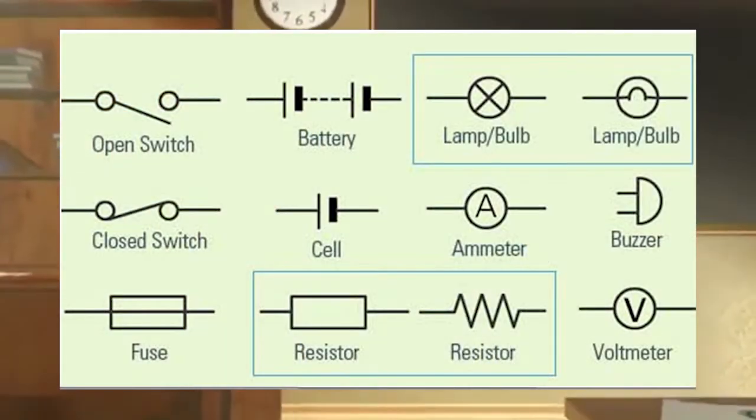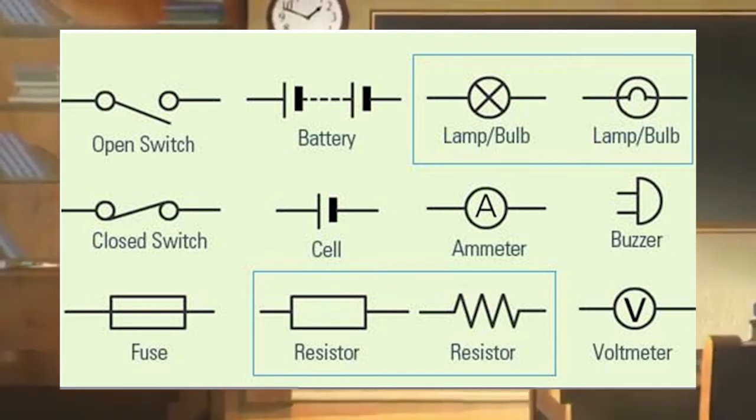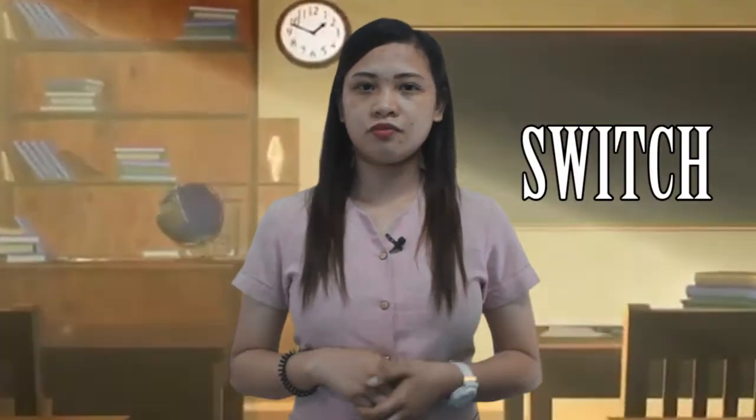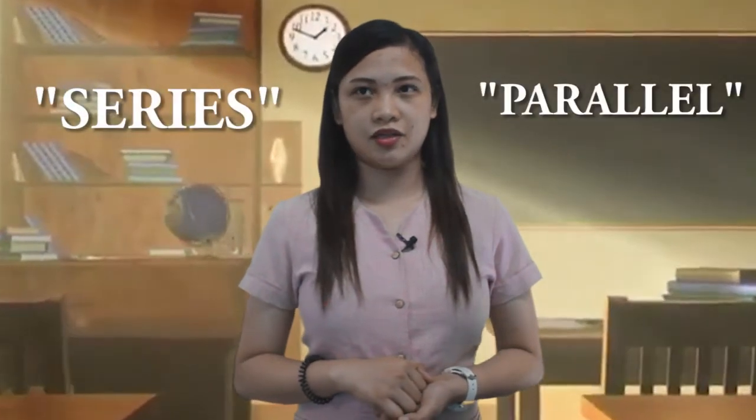Look at the symbols below. These are the basic symbols used in a schematic diagram. The basic parts of a circuit are conductors, switch, load, and the cell, where the source comes from. Knowing the basic parts of a circuit is very important, and symbols are used for these devices and components. The basic types of circuit are series and parallel circuits.